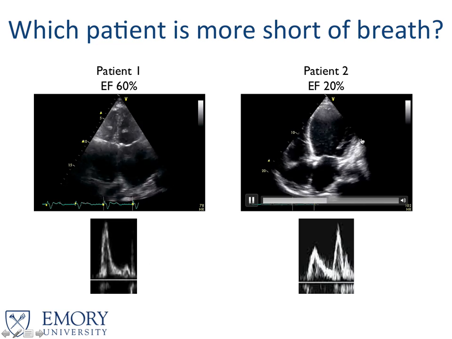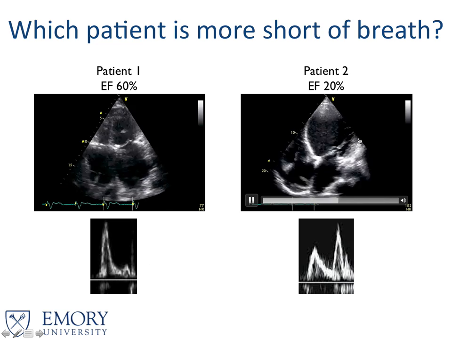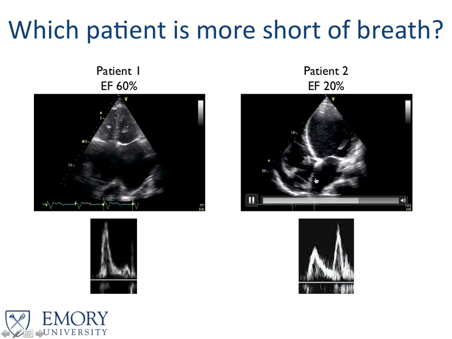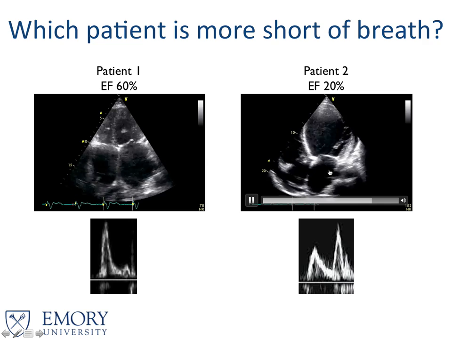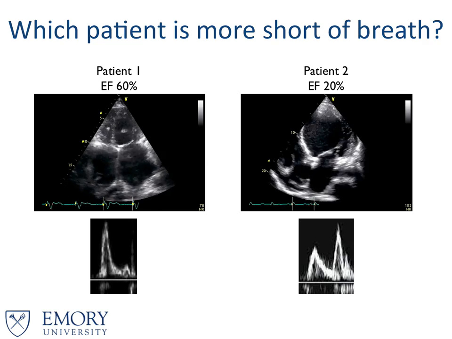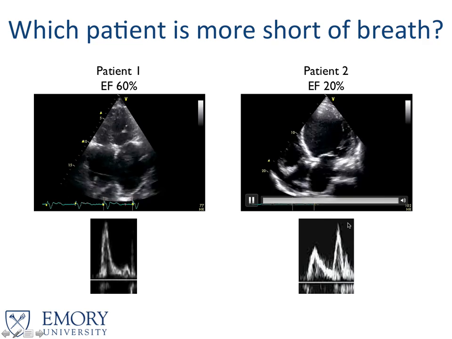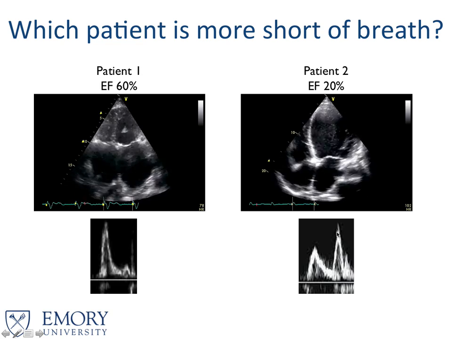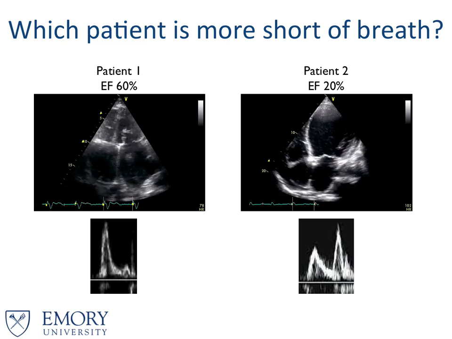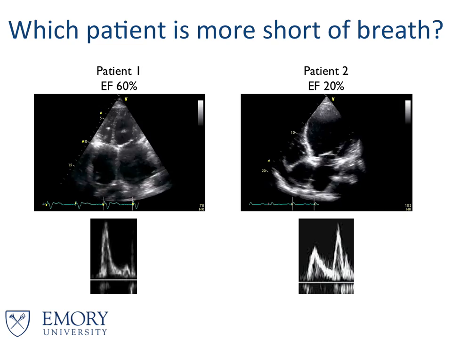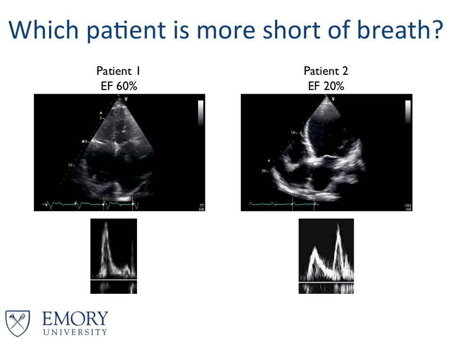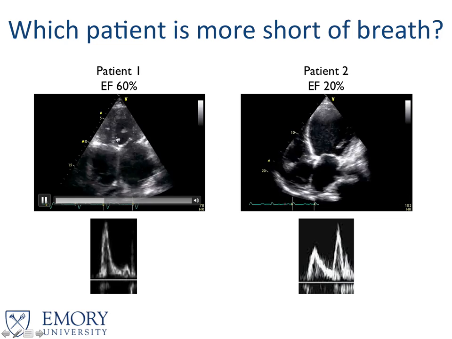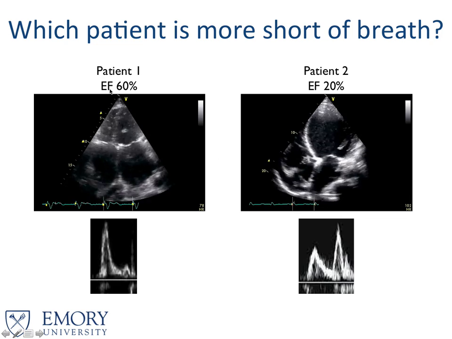Whereas here you have a patient with a dilated cardiomyopathy. The ejection fraction is 20%. The left atrium does not appear to be particularly enlarged, at least by visual guesstimation. And the mitral inflow shows EA reversal, indicative of relaxation abnormality. So, with this in mind, which patient is more short of breath? 1. Patient 1 is sicker than patient 2.